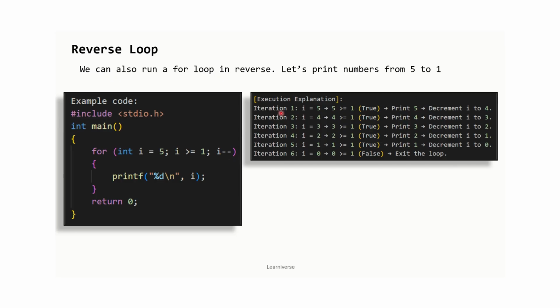So let's understand the execution explanation as well. Initially it is 5, 5 will be printed and it will be decremented to 4. Then 4 will be checked against that condition. Again it is still true. Then it will be decremented to 3. So like this, once it becomes 0, 0 is less than 1, right? Which means the condition will become false and it will exit the loop. So here you can see 0 will not be printed.